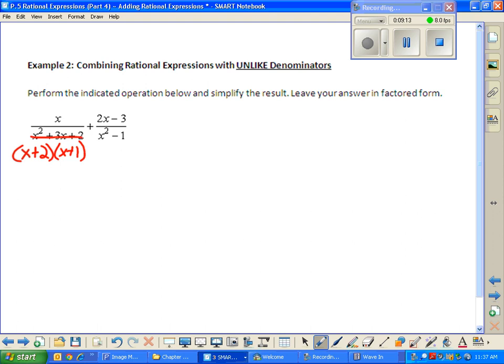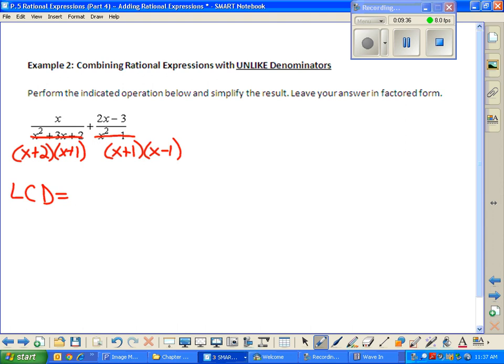So I'm going to replace the trinomial in the denominator with its factored equivalent, x plus 2, x plus 1. And then I have to factor x squared minus 1. That's indeed a difference of two perfect squares. That factors to be x plus 1, x minus 1. I then use this to find the LCD.